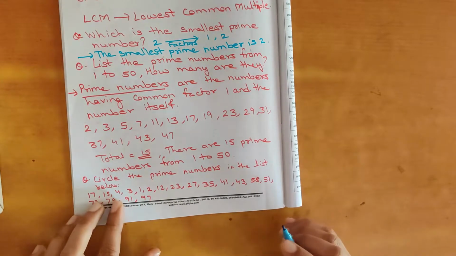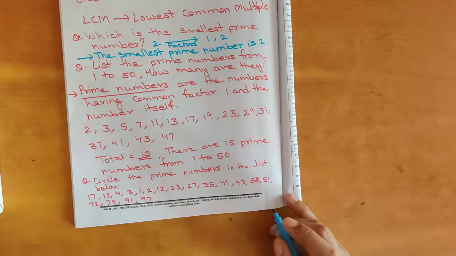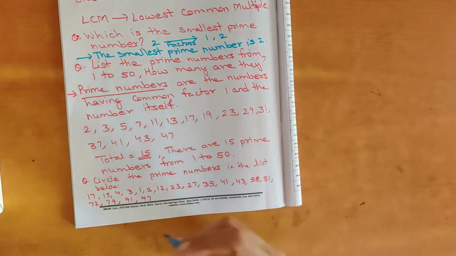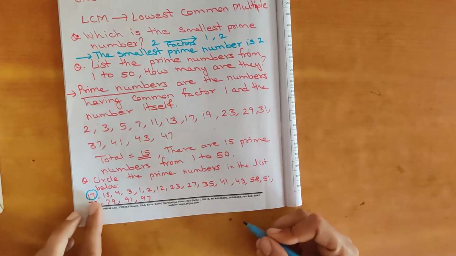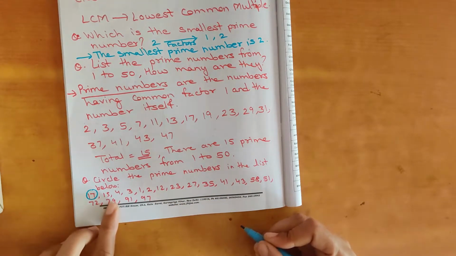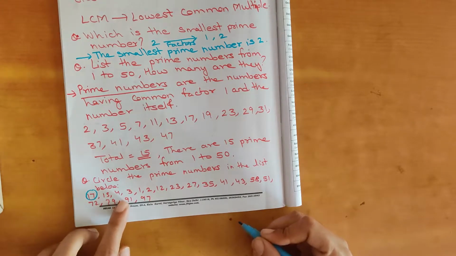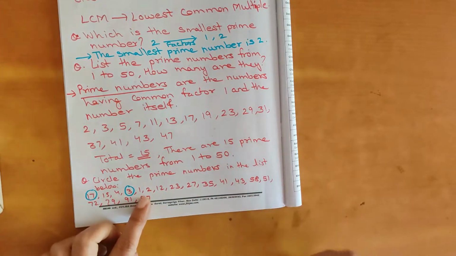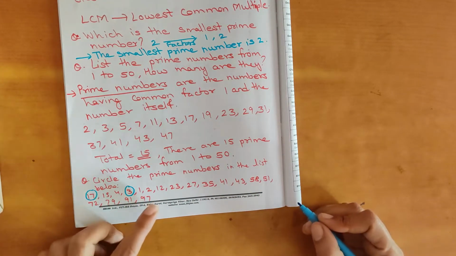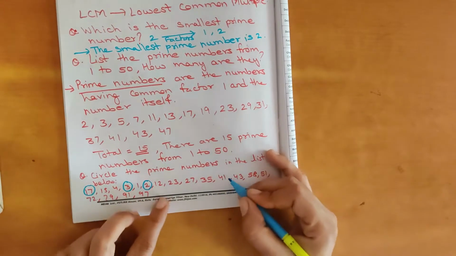Now the next question is asked, circle the prime numbers in the list below. Which are the prime numbers you have to circle? 17 is a prime number, yes, it has factors 1 and 17. 15 has more than 2 factors. 4 has more than 2 factors. 3 is a prime number. 1 is neither prime nor a composite number. 2 is the smallest prime number.